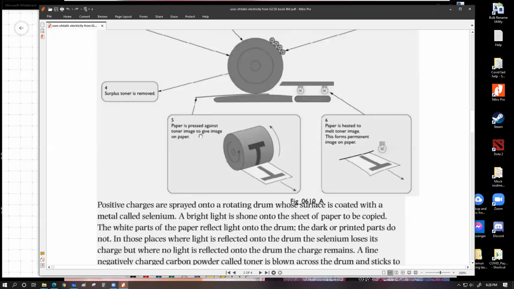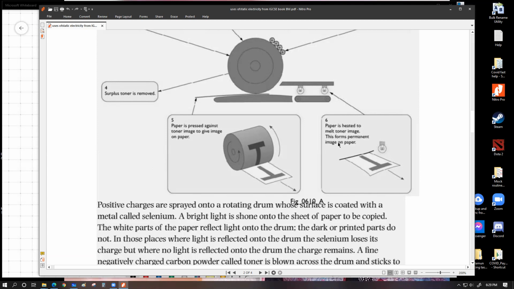Paper is pressed against the toner image to give the image on paper. So now we're going to feed in the blank paper and we're going to roll this drum onto this piece of blank paper, and as we roll, the toner particles which used to be stuck onto the cylinder or the drum are now going to get transferred to the piece of white paper that we are trying to print upon. So we took the image from T in one location, and now we are dropping the toner ink particles exactly in the same orientation on a similar page. Now it says number 6, paper is heated to melt toner image.